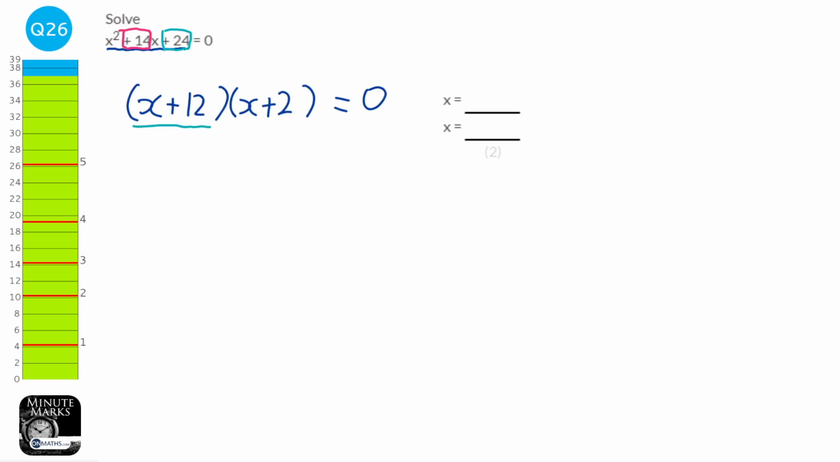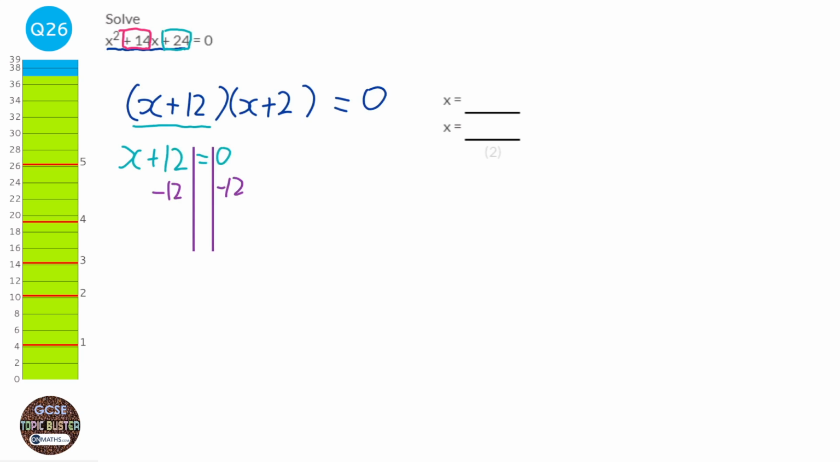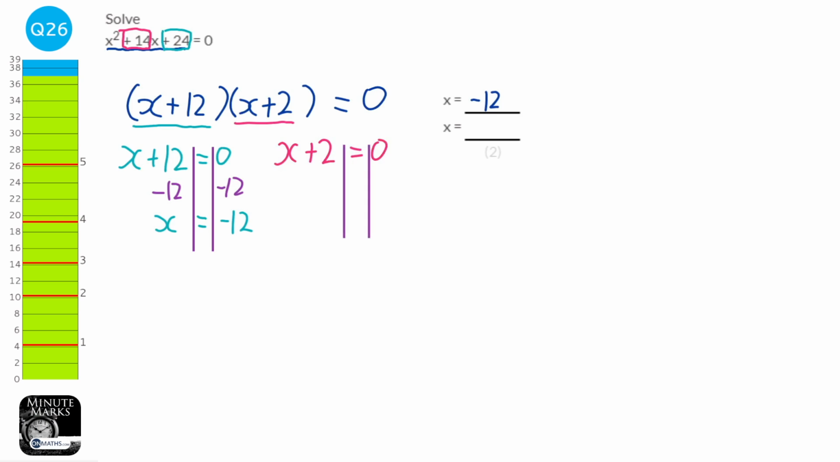And to solve, we get the left-hand bracket equal to 0. And we get our solving lines in. So minus 12 both sides. And you get x equals minus 12. So that's one of our solutions. And we do exactly the same thing with the other bracket. Get it equal to 0. And solve. So we're going to take away 2 from both sides to get x on its own. So x equals minus 2. So our solutions are 12 and minus 2.